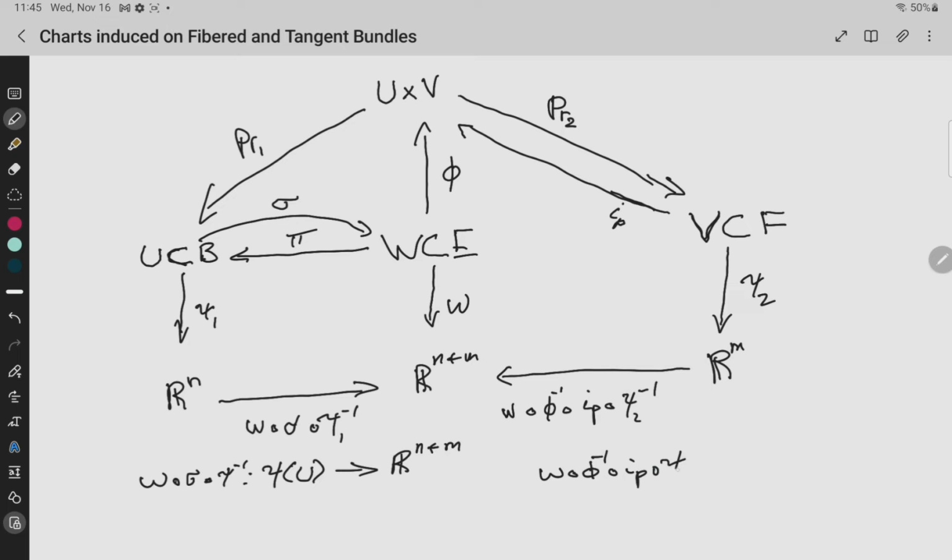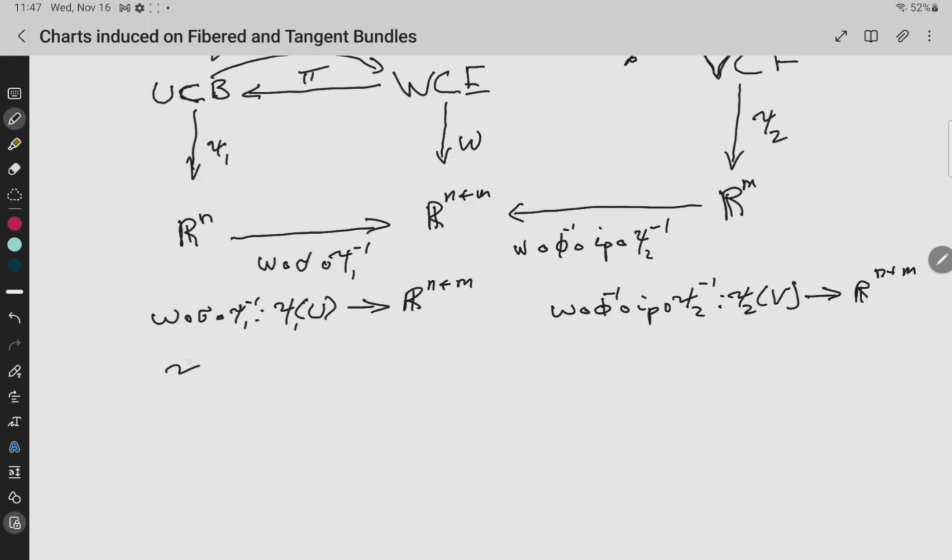So you could do the left-hand side or the right-hand side. It will give you the same answer. So the right-hand side here will be a mapping of psi 2 on V into R to the n plus m. Let me just write down: psi 1 is a mapping from U, a subset of B, into Rn. Psi 2 is the mapping of the fiber V, a subset of F, into Rm.